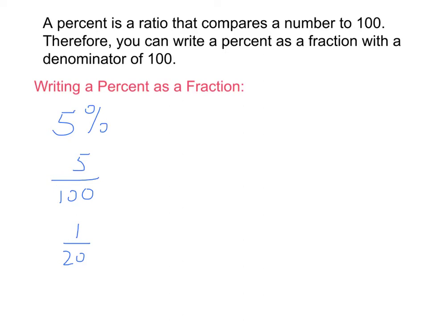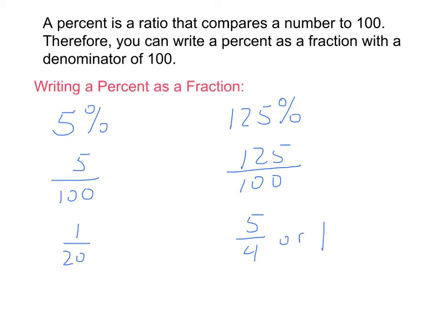Let's try one more. Let's try 125%. So here I have 125%. I'm just going to write that as 125 over 100. Remember, the denominator is going to be 100. So I'm going to simplify that, and that simplifies to 5 over 4. That is simplified, but you could also write that as a mixed number. So you could say 1 and 1/4.